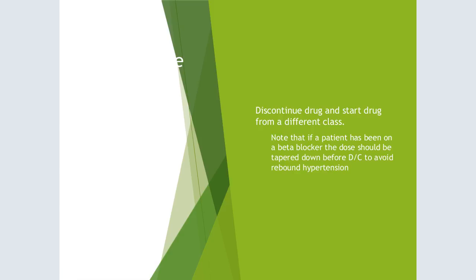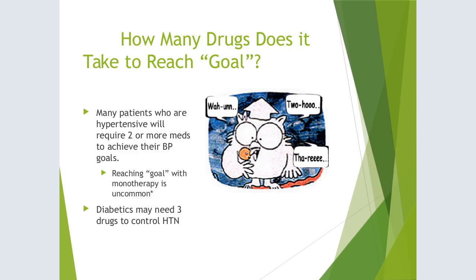So we're discontinuing the drug and starting a drug from a different class if that patient is having problematic side effects that bother them, or if they don't seem to respond to initial therapy. Beta blocker, taper before discontinuing. Otherwise, you can have rebound hypertension from that.